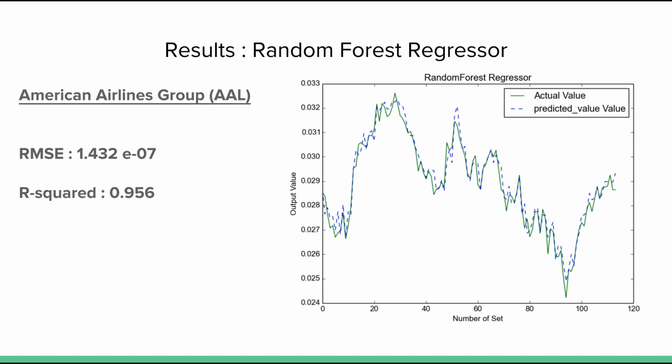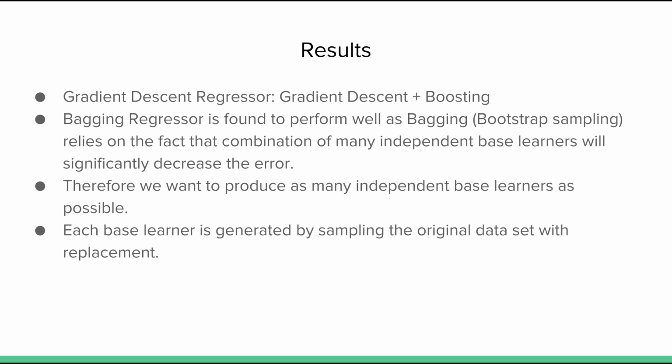And we now come to random forest regressors, one of the very famous regressors. In this also we find the RMSE values to be in the 10 to the power of -7 range, along with the R-square value to be around 0.956. So the gradient boosting regressors basically use a gradient descent approach along with boosting. And the bagging regressors use bagging, which is basically just bootstrap sampling. What they do is use many independent base learners to try to decrease the error.